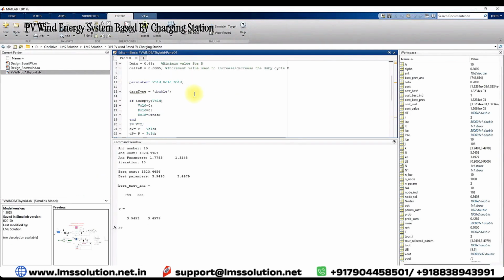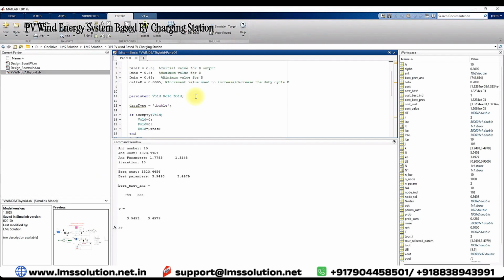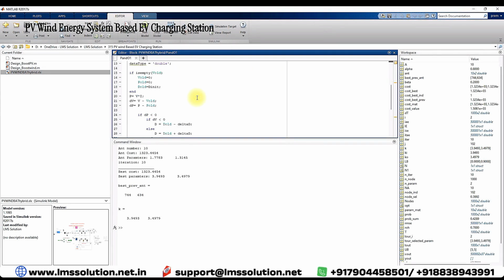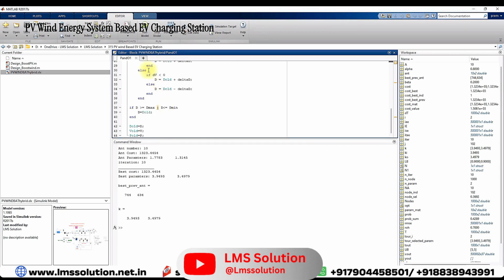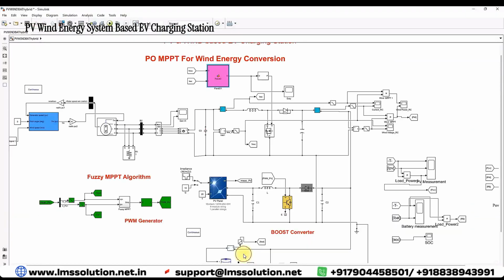This is the code for that P&O MPPT. Here we have to provide details like initial duty cycle, maximum duty cycle, minimum duty cycle, and small change in duty cycle. Then you have to initialize three parameters: previous instant voltage, power, and duty cycle. Then you calculate power, change in voltage, and change in power. Based upon change in power and change in voltage, you increment or decrement the duty cycle in order to get the maximum power from the wind turbine. This code keeps executing, adjusting the duty cycle of this boost converter.